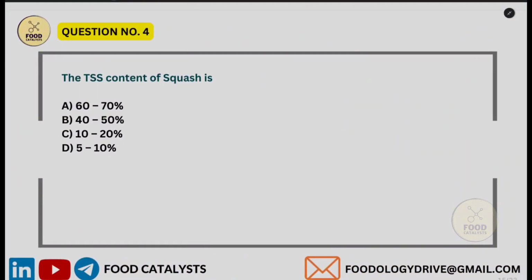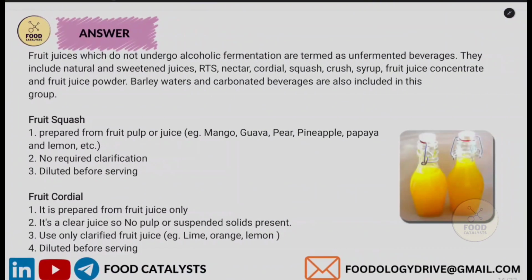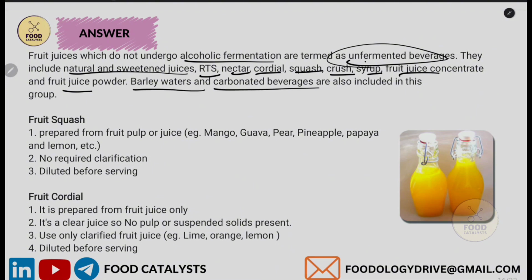Okay, let's go further. TSS content of squash. So this question is pretty simple. If you have read the FSSAI regulation, it's pretty easy. The fruit juices which do not undergo alcoholic fermentation are called unfermented beverages. Simple. So what are the unfermented beverages? It's called natural or sweetened juice, RTS, nectar, cordial, squash, crush, syrup and fruit juice. Okay, and even fruit juice powder, we can say that it is non-alcoholic. Even barley water and carbonated beverage also come under this group only.